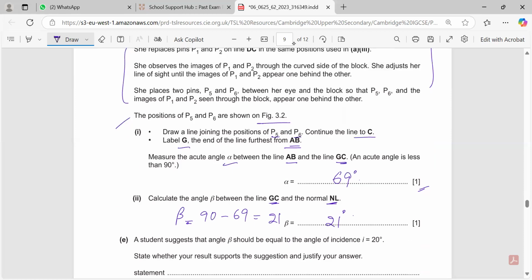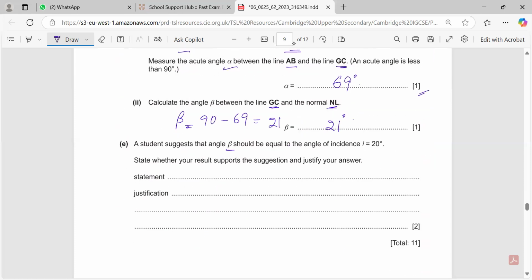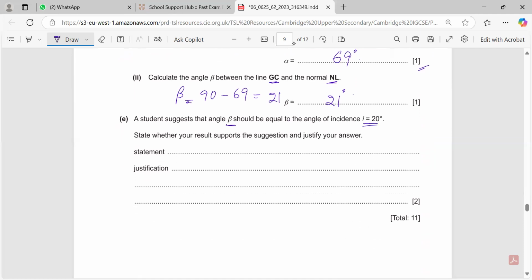Now a student suggests that the angle beta should be equal to the angle of incidence, 20. State whether your results support the suggestion. Justify your answer. So we will say yes, and here I am going to write: within the limit of experimental accuracy. Why did I write like this? Because I know the percentage error is less than 10%.